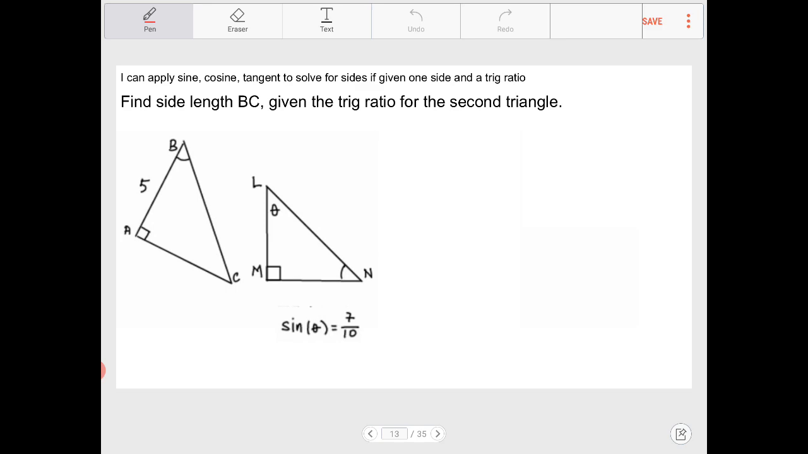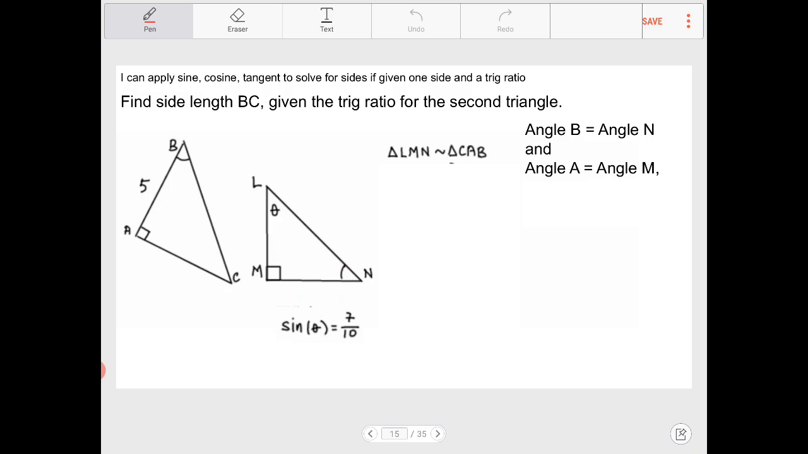Pause the video to see if you can apply the concept that was applied in the previous problem to this second question here. Hopefully you guys had some time to think about this. Let's take a look at this example now. I now have sine theta is equal to 7/10. Upon close inspection, again, it's a very similar problem. I know that these two angles are going to be the same, and these two angles are the same. Therefore, I can say that triangle LMN and triangle CAB are going to be similar because of angle-angle theorem.